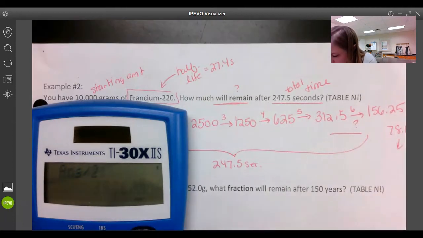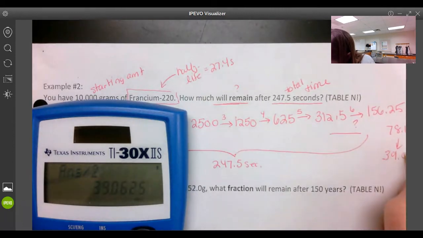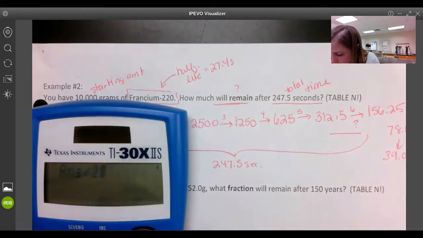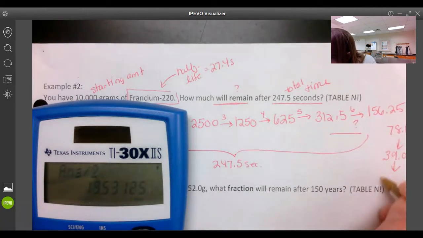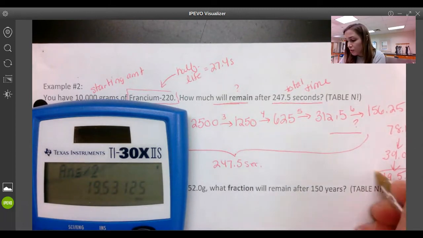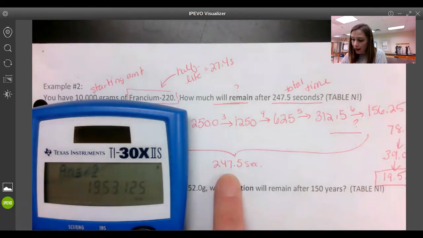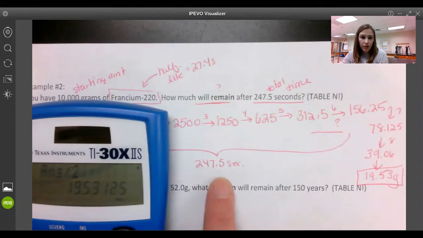My eighth half-life will be 39.06. I'm just rounding that off at that point. And then this divided in half would be 19.53 grams. So that's how much would remain after this 247.5 seconds.